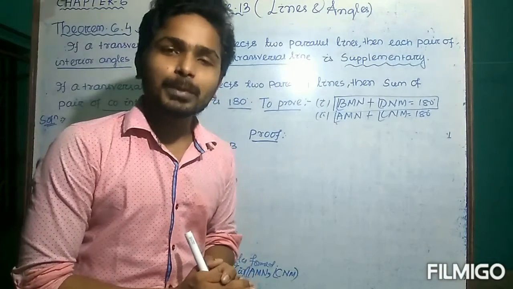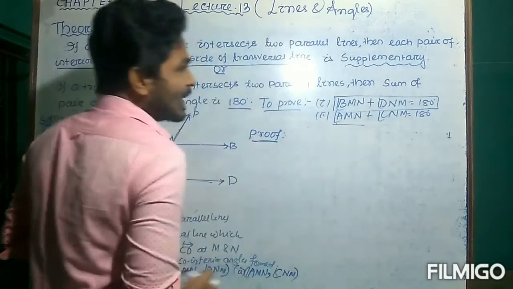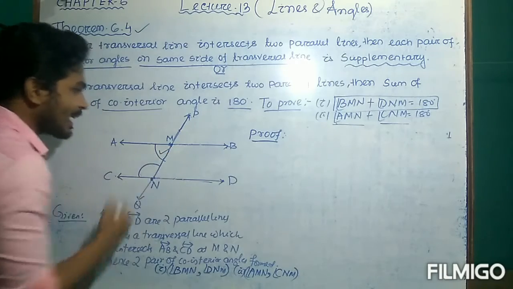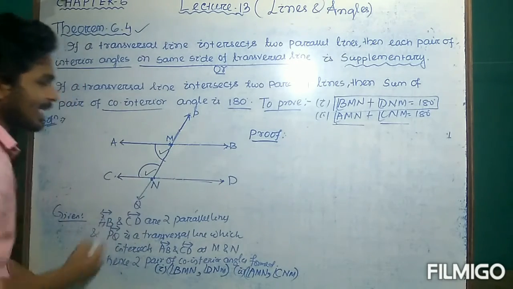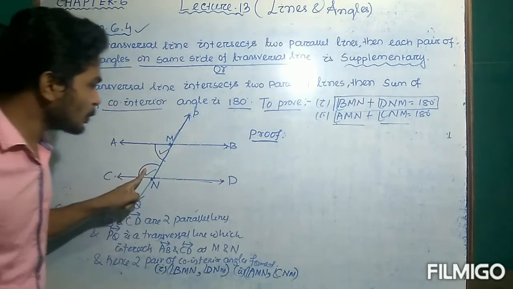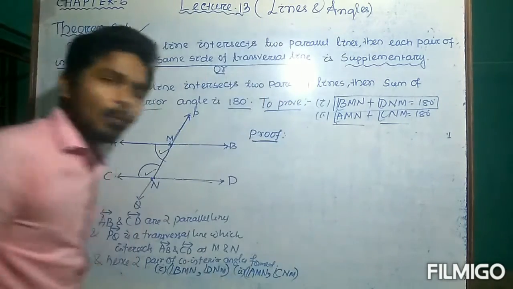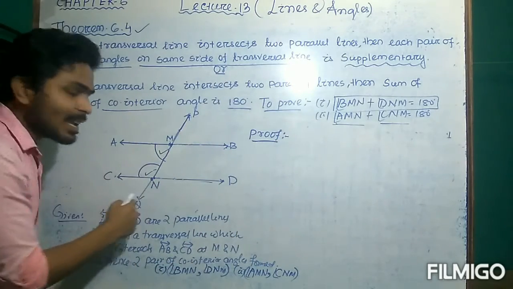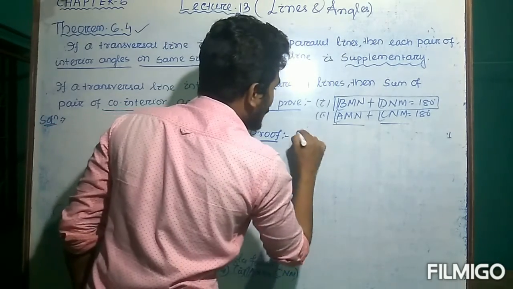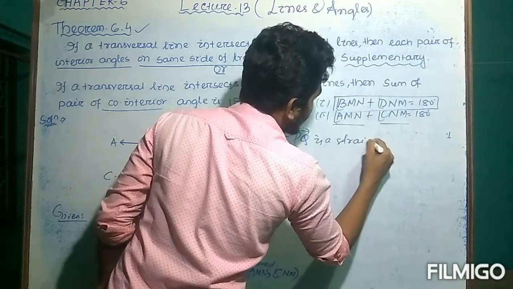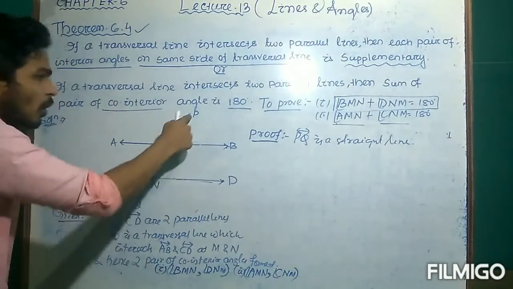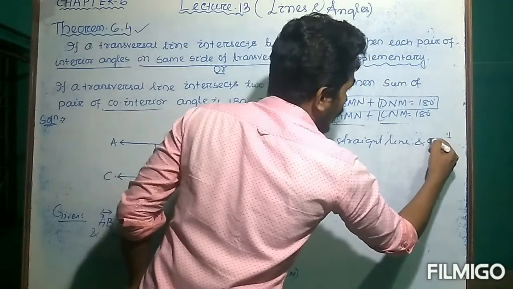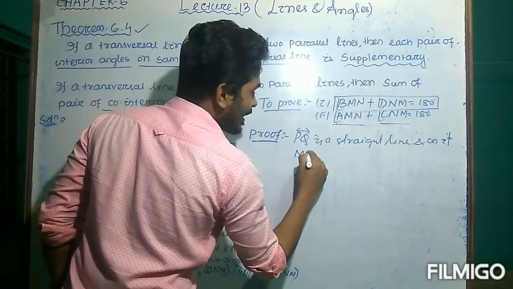Understood? So now we will prove the second statement: the angle AMN plus the angle CNM is equal to 180 degrees. Right? So here the angle AMN, this angle, plus angle CNM, this angle. These two angles are co-interior angles, and you have to prove that the sum of these two co-interior angles is equal to 180 degrees. So let's prove. One thing you can look here, that PQ is a straight line. So write it: PQ is a straight line. Now on this straight line, MA is a ray which stands on it.